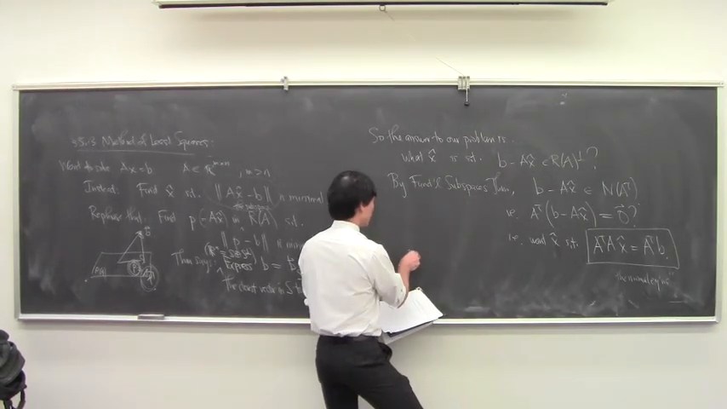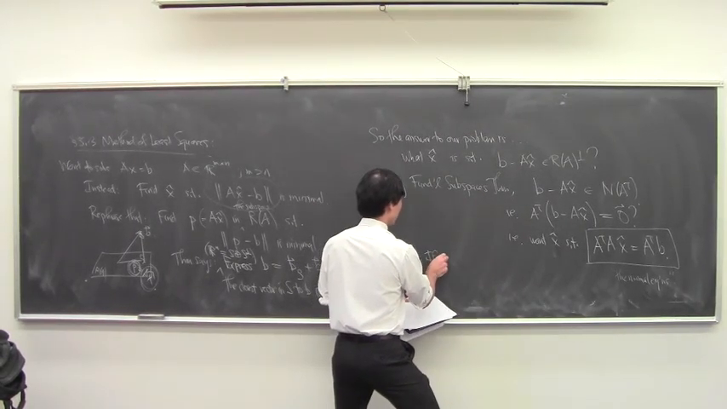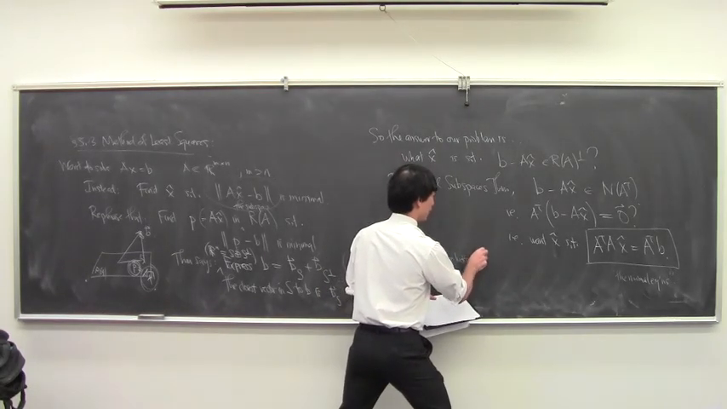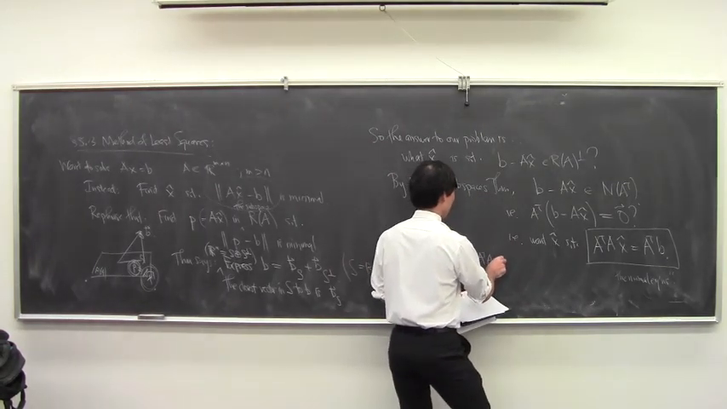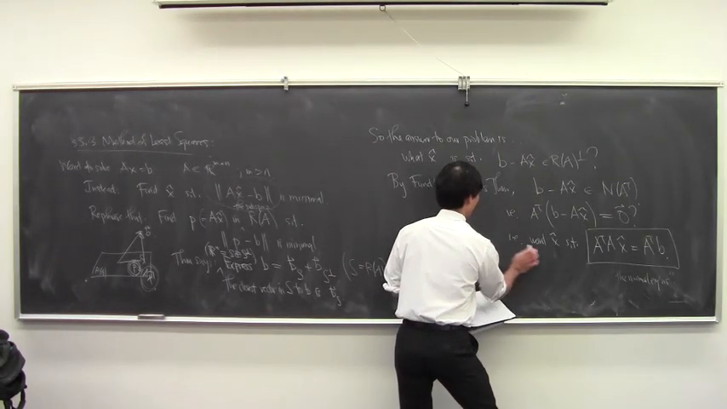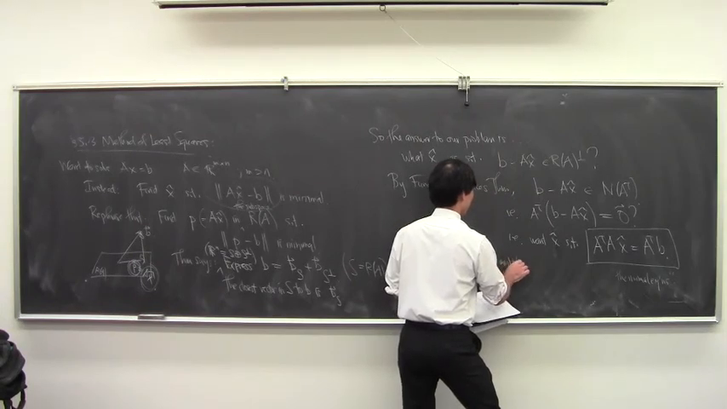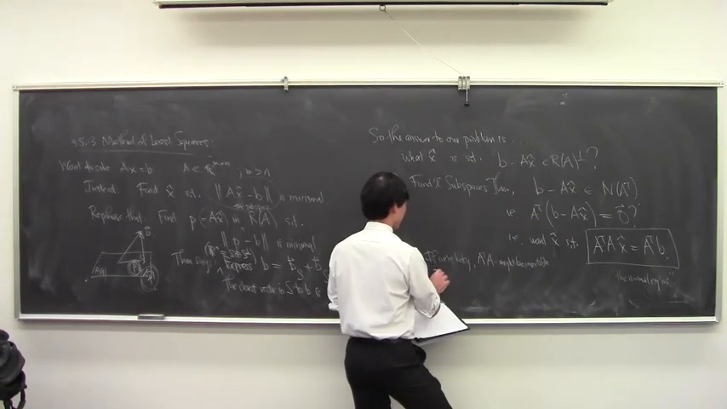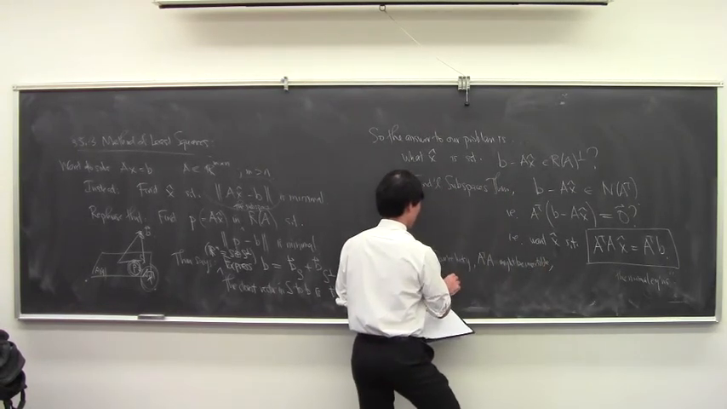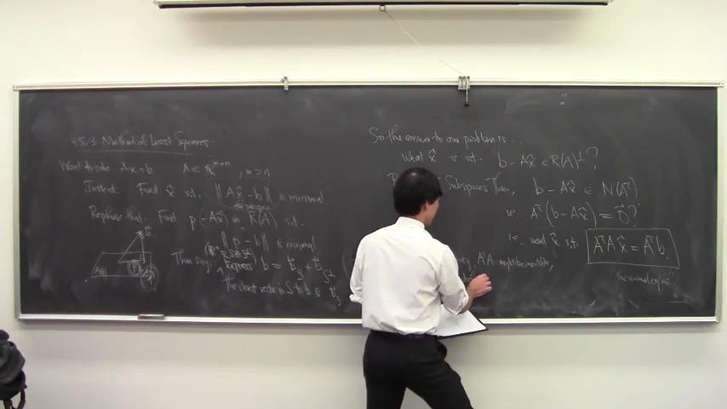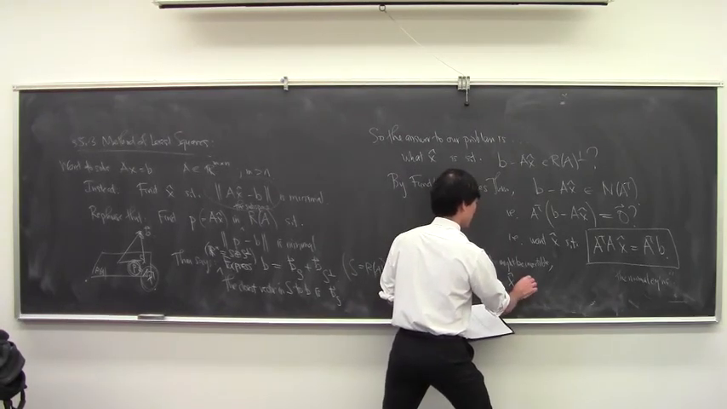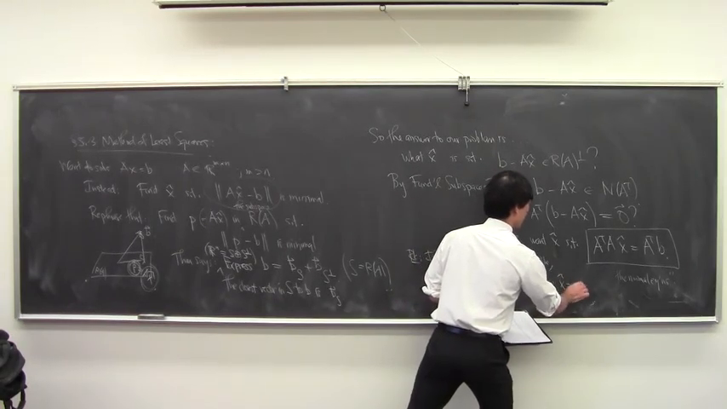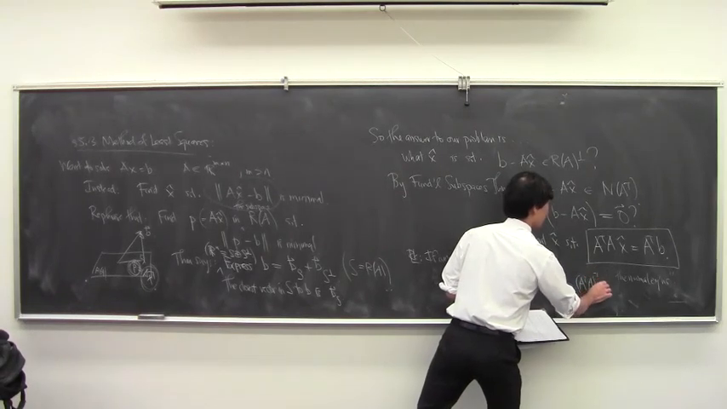Okay. So, remark: if we're lucky, A transpose A is invertible. Might be invertible. In which case, x is unique. Right? x will then be (A^T A) inverse A^T b.